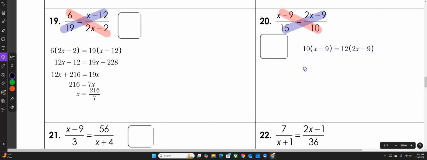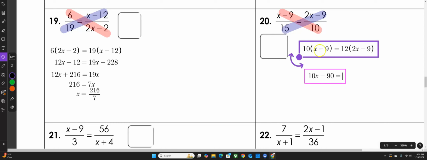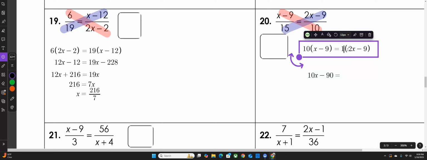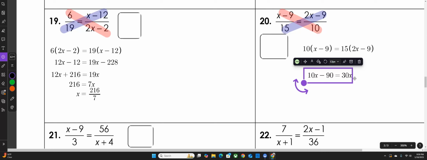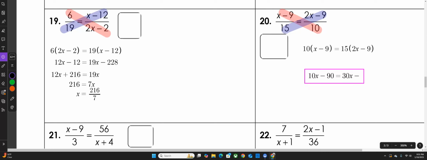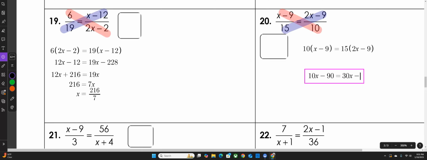So we're going to distribute. So we get 10x minus 90 is equal to 24x minus 108. Oh, I have a typo. This should be 15x. So 15 here. So that's 30x minus 135.